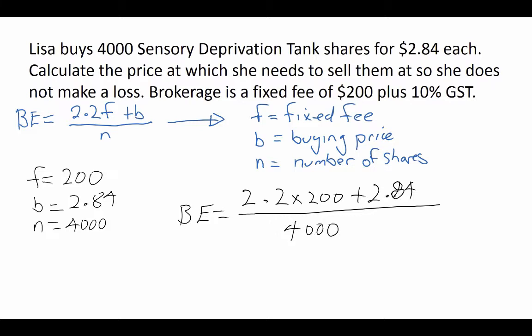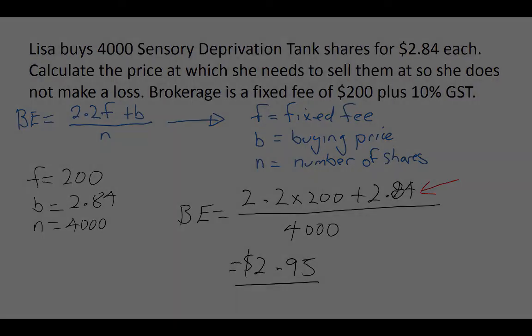So once again, the heads up on this one is do the top line first and then divide it by the bottom line. Now most calculators will do that all the way through, so you might just want to go 2.2 times 200, enter, add 2.84, enter, then divide it by 4,000. When you do that, you'll get an answer of $2.95. So the break-even price is $2.95 for these ones. So the trick is you've got to look to see whether it's a fixed fee or whether it's a brokerage fee, and then you choose the appropriate formula.